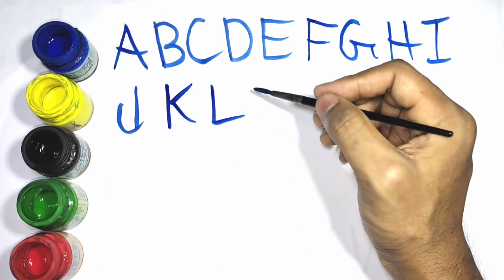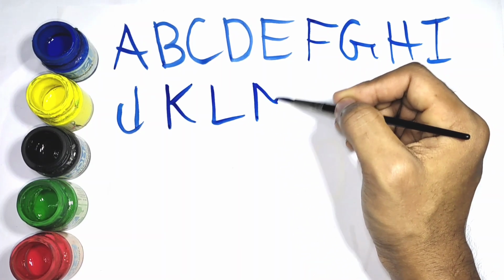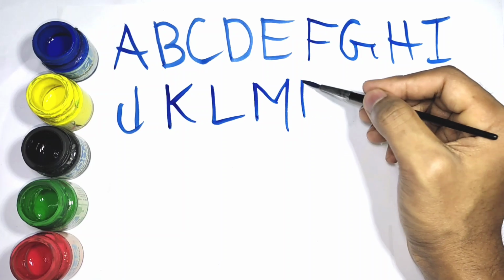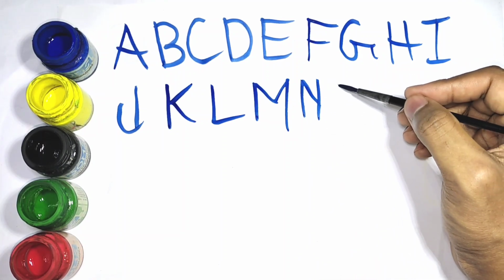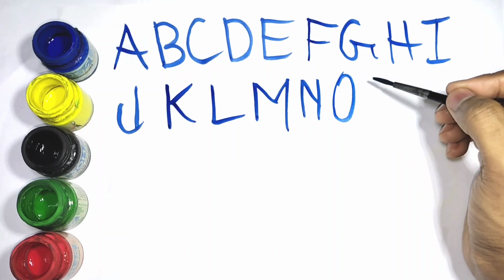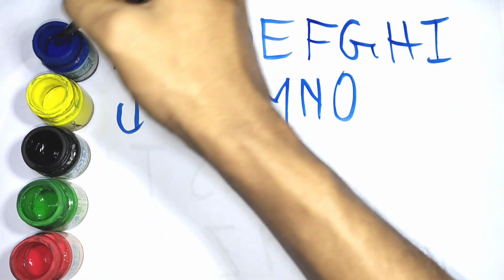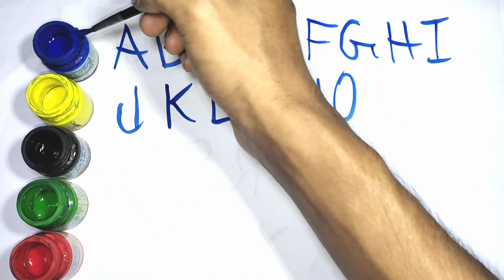Now we draw L. The next one is M. M for moon, M for mango. Now we draw N. N for nose, N for nest. The next one is O. O for orange. We again use the color of blue.